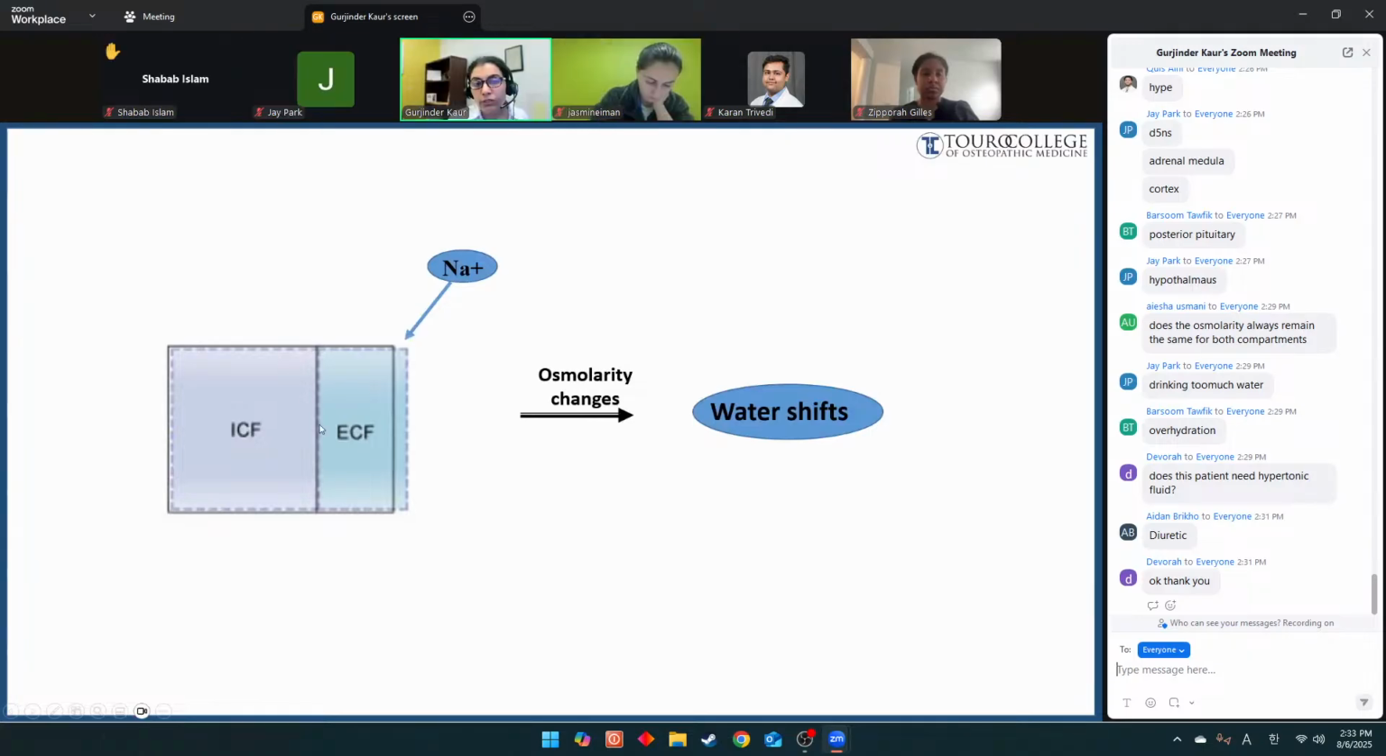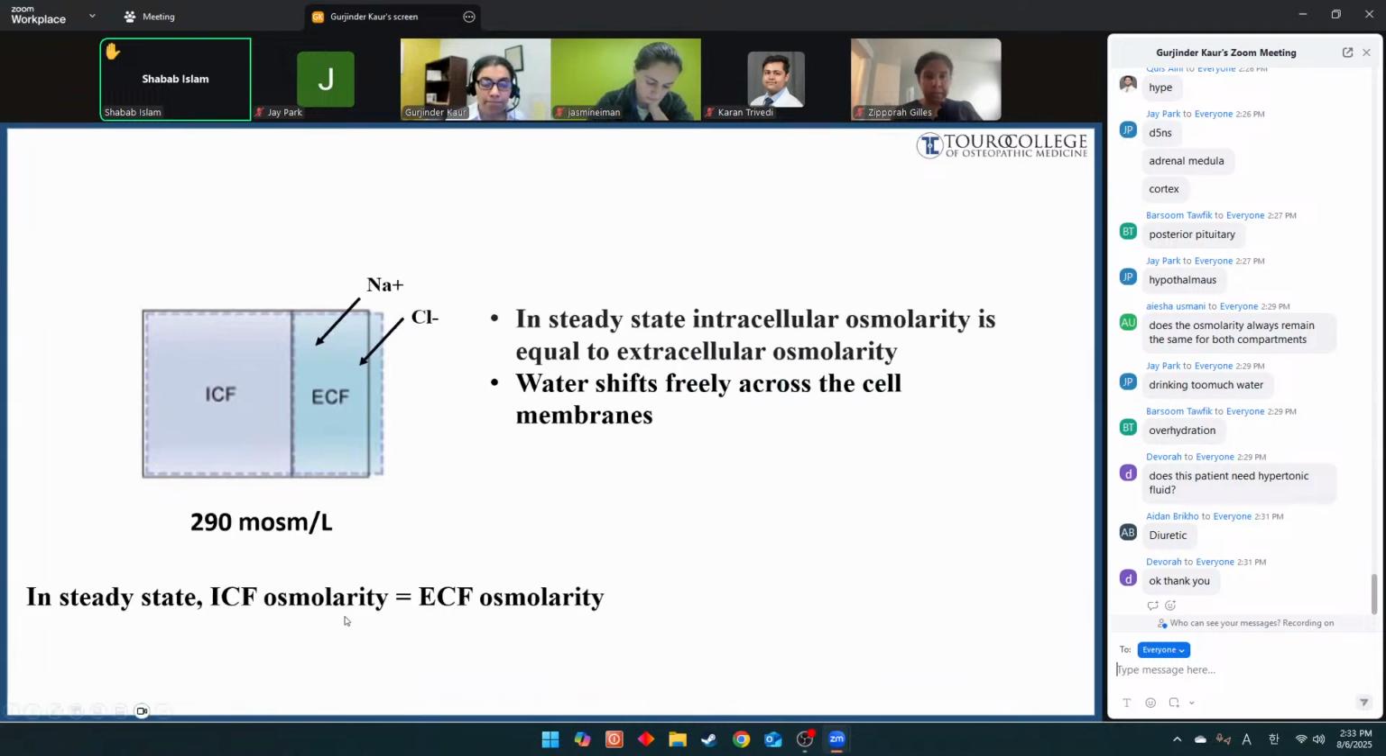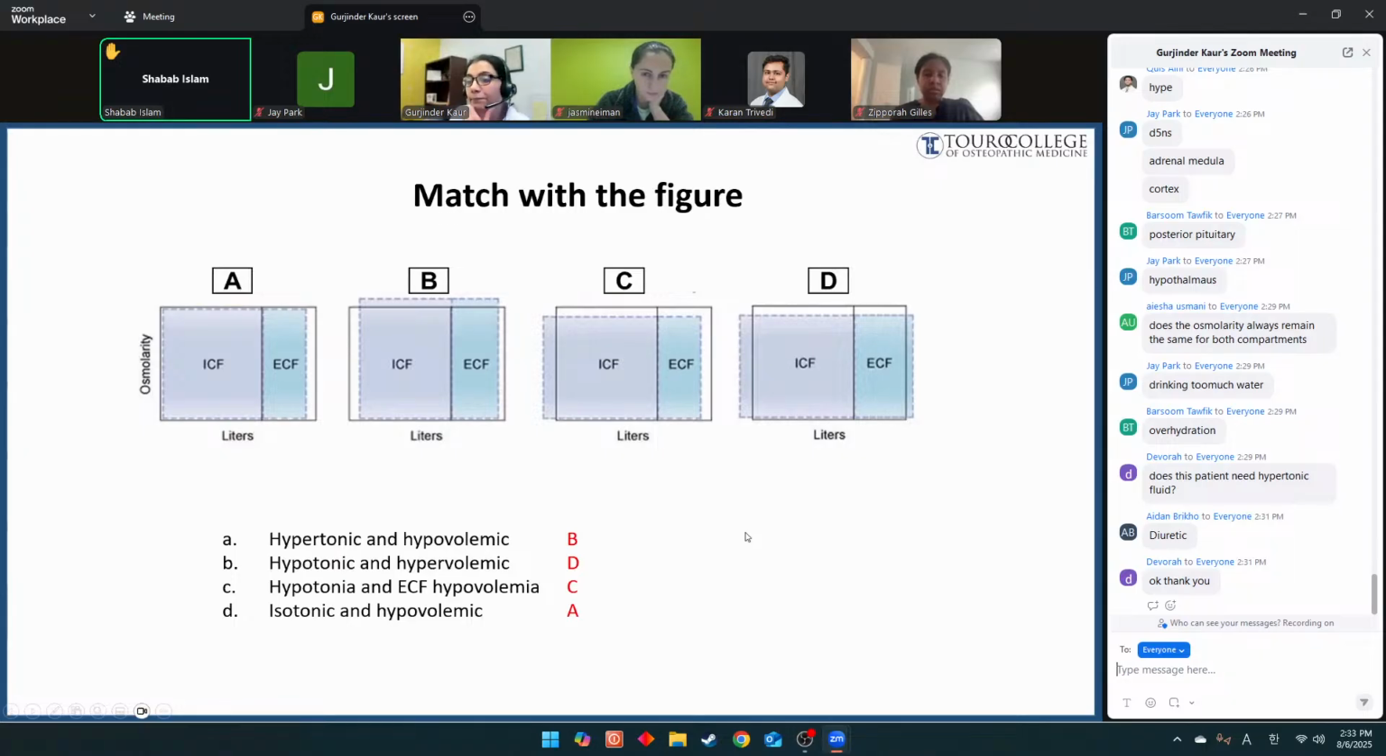Yeah, so this slide is basically explaining why this is happening. Yes, Shabab, you have a question? Hi, I do have a question, Dr. Carr. To resolve the situation in D, where it is hypotonic and hypervolemic, would you also utilize hypertonic saline or saline solution in order to fix that?